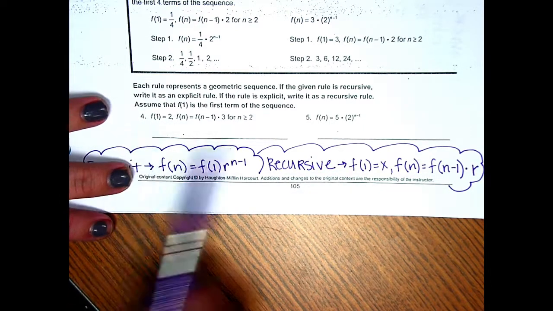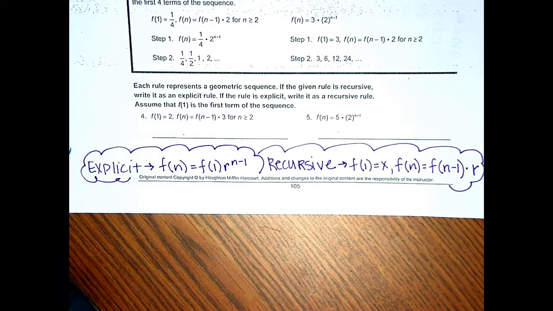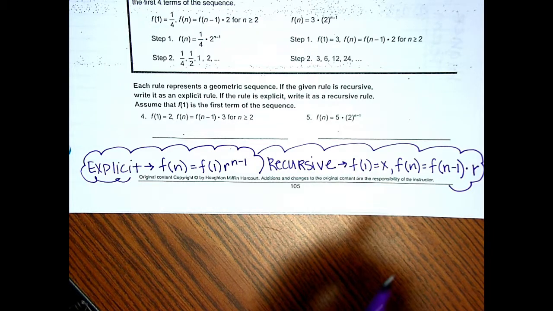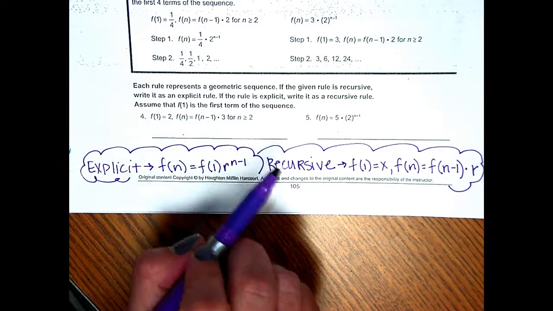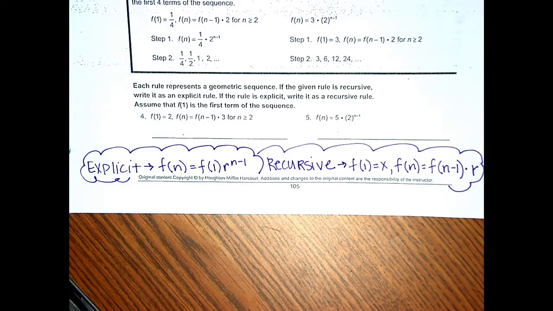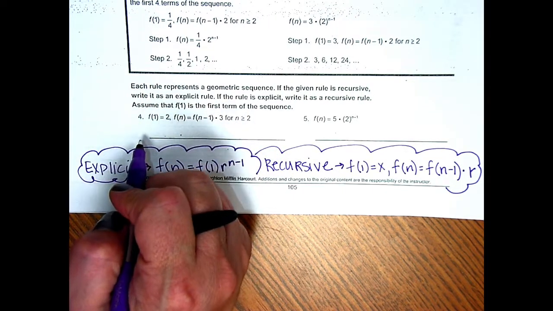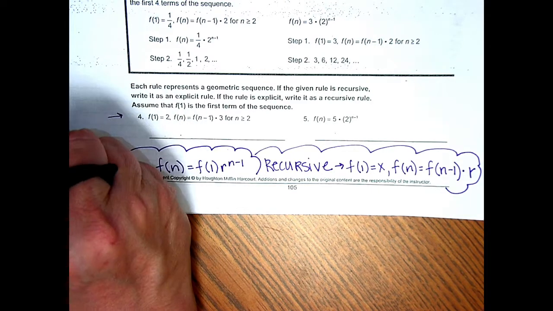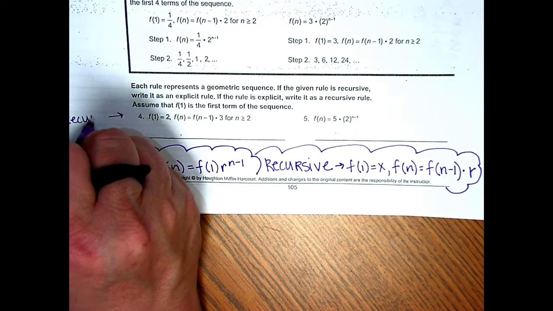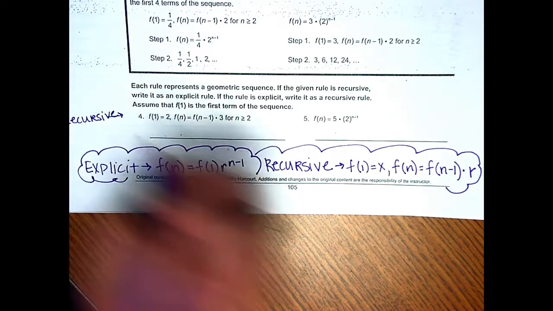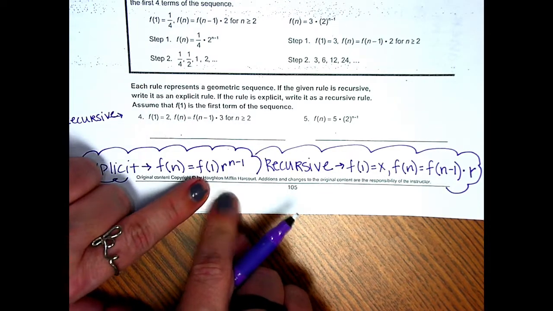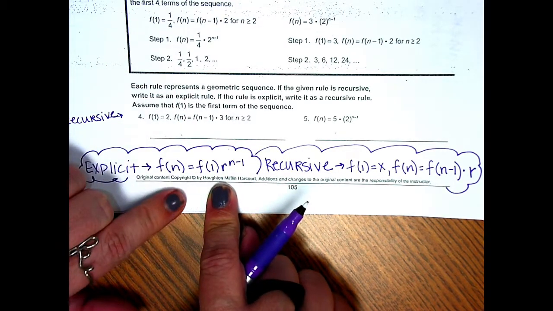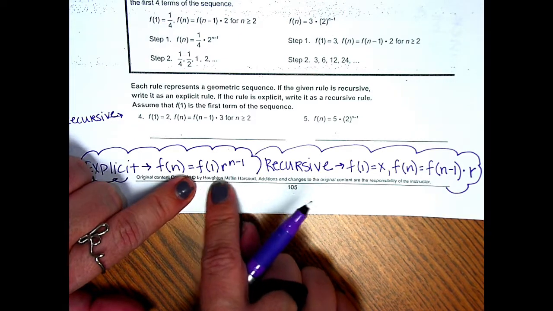For 4 and 5, it says each rule represents a geometric sequence. If the given rule is recursive, write it as an explicit rule. If the rule is explicit, write it as a recursive rule. Assume that f of 1 is the first term of the sequence. Number 4 is written as a recursive rule, so we need to write the explicit. I need to know f of 1 and r.